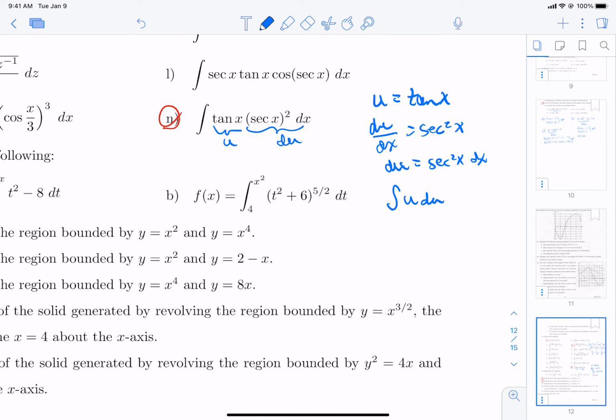What is the integral of u to the first? Well, the power has to go up by 1, right? And you divide by that new power. So what's the power going to go up to? A 2, right? And so this is going to be u squared divided by 2 plus c. Now what was the u? The tangent. What do we got to put back in? The tangent. And so our answer would be the tangent of x squared over 2.